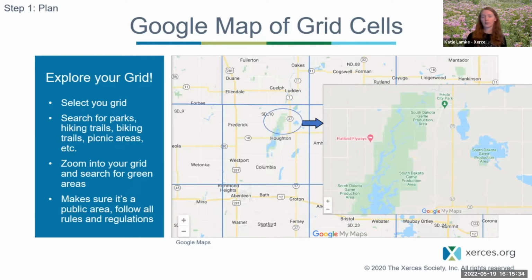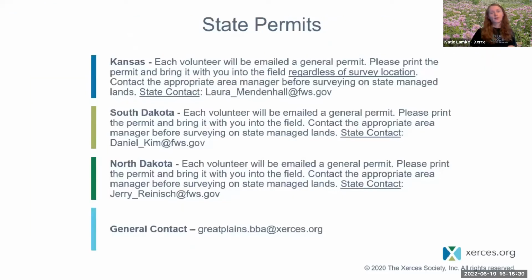There is some permitting involved for each of the states. So in Kansas, each volunteer, regardless of where you're surveying, is going to need a permit. So in your confirmation email, after you adopt a grid, you'll be emailed a general permit that you'll want to print and bring into the field with you whenever you survey. Before you visit any of the state managed lands, you want to make sure to contact the appropriate area manager before you're surveying, just to let them know your name and the details of where you're going to be and when you're going to be, just so they know who's going to be out there.